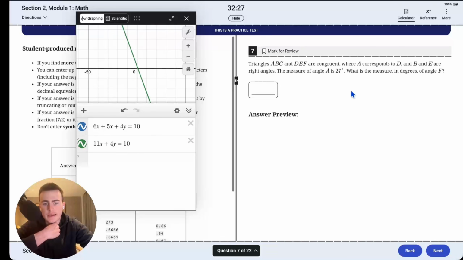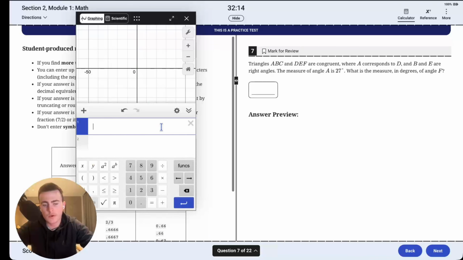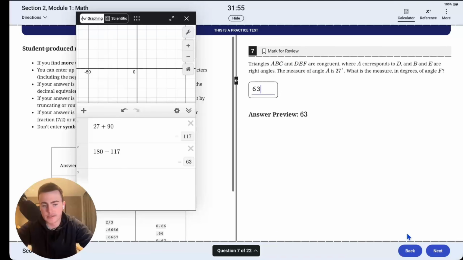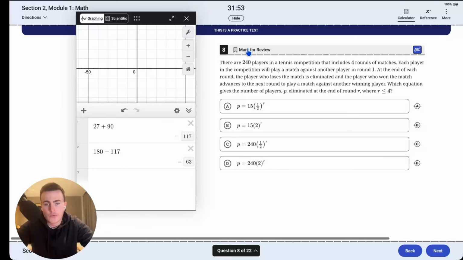Triangles ABC and DEF are congruent, where A corresponds to D, B and E are right angles. The measure of A is 27. What's the measure in degrees of angle F? Okay, so B and E are right angles, which means they're both 90, and the measure of A is 27. So A, 27, plus B, which is 90, and the remainder is just 180 minus 117. So C is 63, but it's asking you for angle F. The thing is, though, these are congruent, so all the angles are the same, which means if C is 63, then F is as well. So it's just 63.